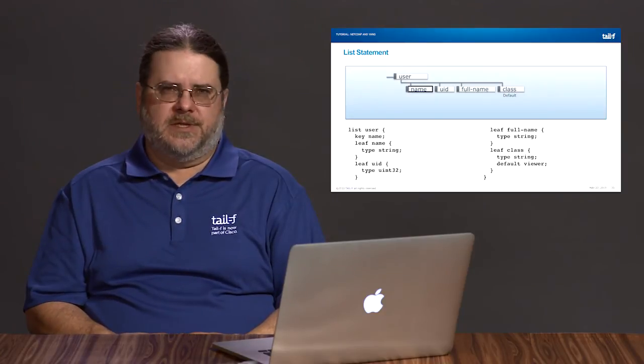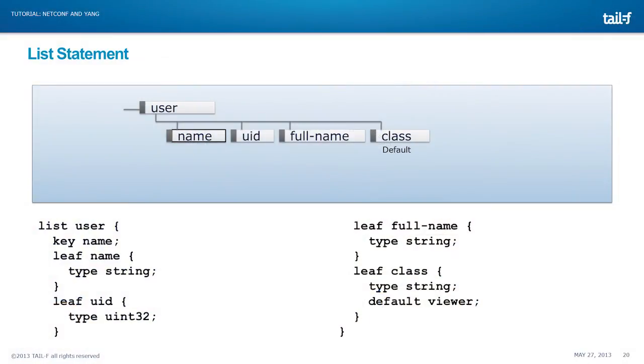Next is the list statement. The list statement you can think of as being analogous to a table definition. By the strictest definition, a list is not a table. It is a list that contains entries, but oftentimes when you're first learning Yang, if you think of a list as a table and the entries of the list as rows in that table, using that conceptual analogy makes it easier to understand and initially work with.